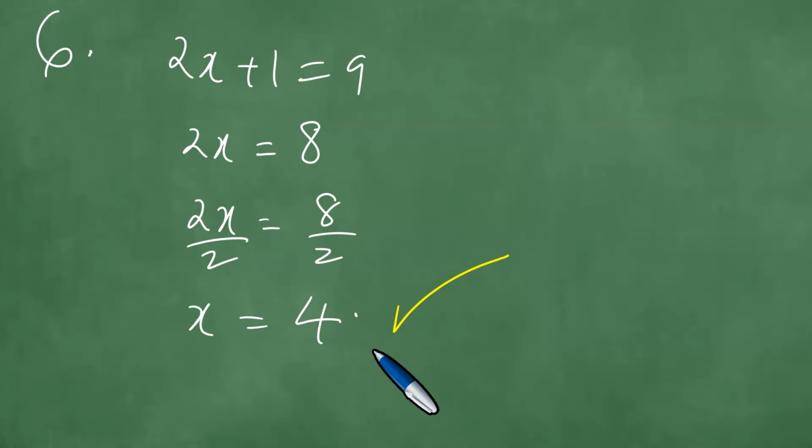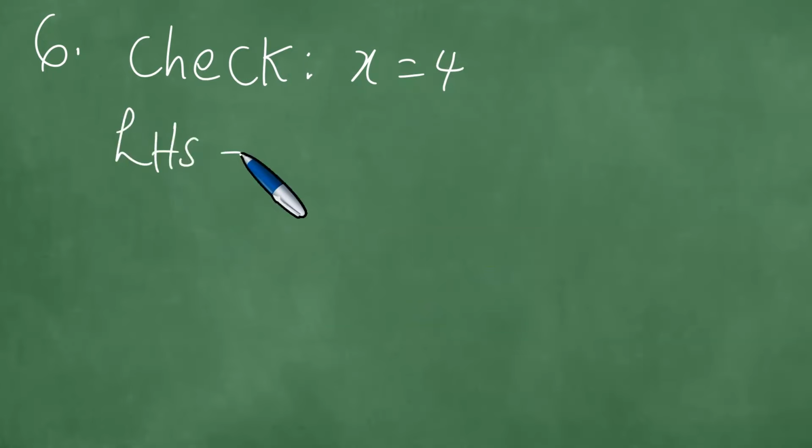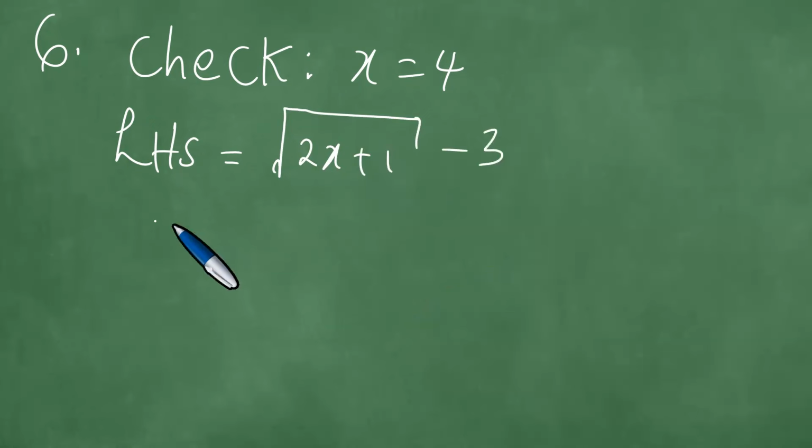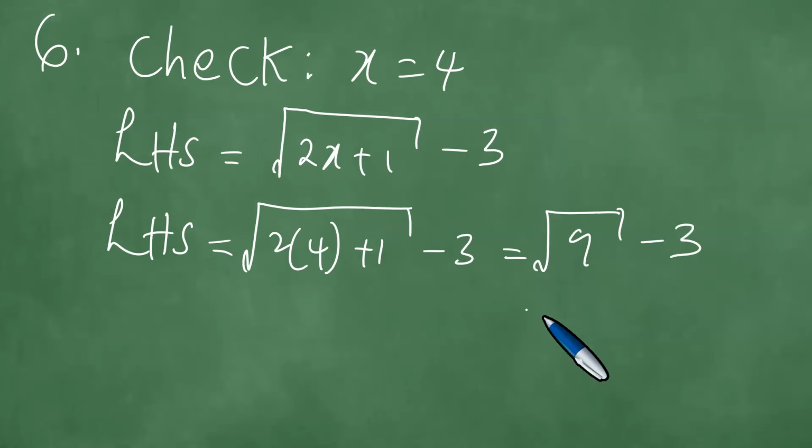Now, is 4 the correct answer? We need to check. So let us do a check. We're checking x equals 4, so we're going to take the left hand side of the original equation, which is the square root of 2x plus 1 minus 3. With 2x being 4, 2 by 4 is 8, plus 1 is 9. So you have the square root of 9 minus 3. The square root of 9 is 3, minus 3, which equals what?